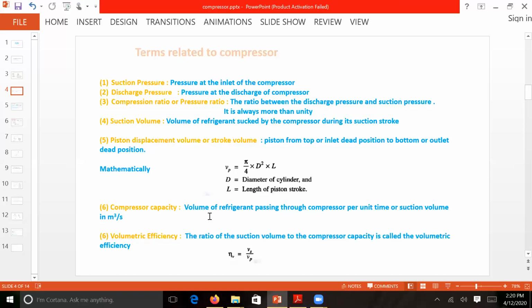Okay. So what is the volume of refrigerant sucked in through the suction stroke, or per cycle of refrigeration? So what is the volume of refrigerant handled? Volumetric efficiency is the ratio of the actual volume sucked divided by the total capacity, or the stroke volume in the case of a reciprocating compressor. So this is the actual volume handled divided by the capacity of the compressor. Okay, so this is the volumetric efficiency of the compressors.